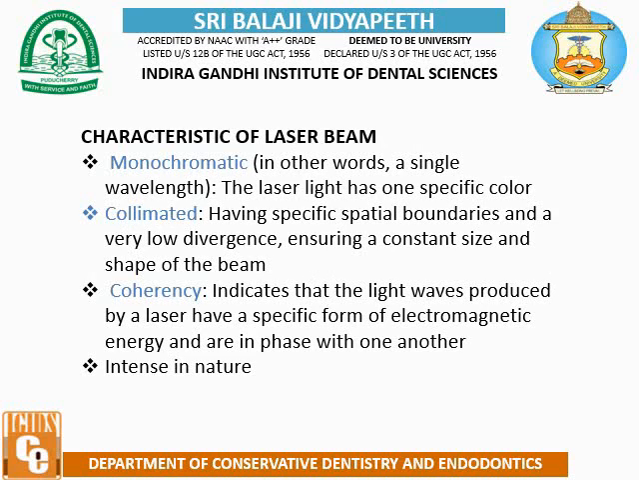Characteristics of a laser beam: monochromatic, in other words, a single wavelength. The laser light has one specific color. Collimated, having specific spatial boundaries and very low divergence, ensuring a constant size and shape of the beam. Coherency indicates that the light waves produced by a laser have a specific form of electromagnetic energy and are in phase with one another. Intense in nature.